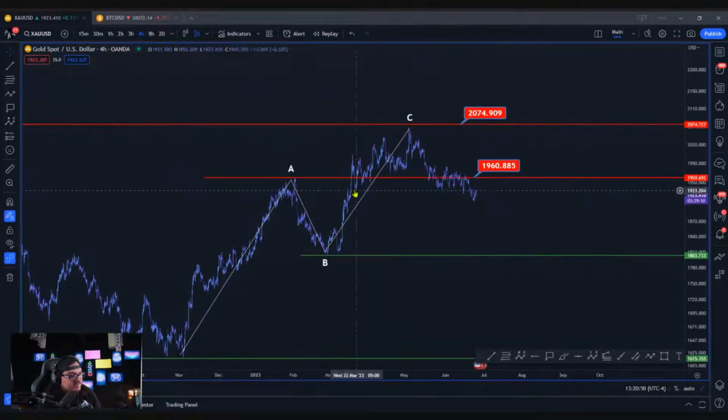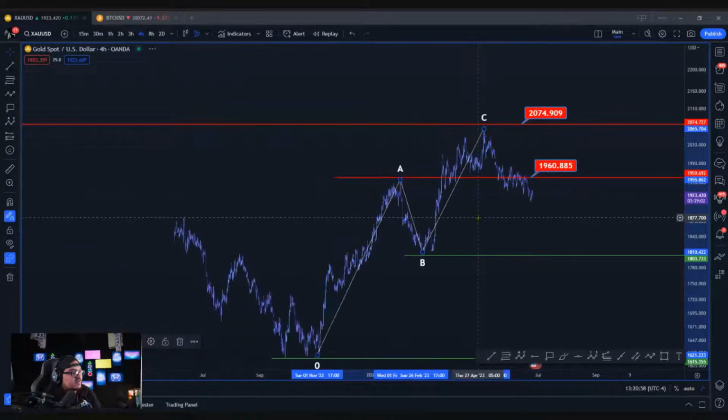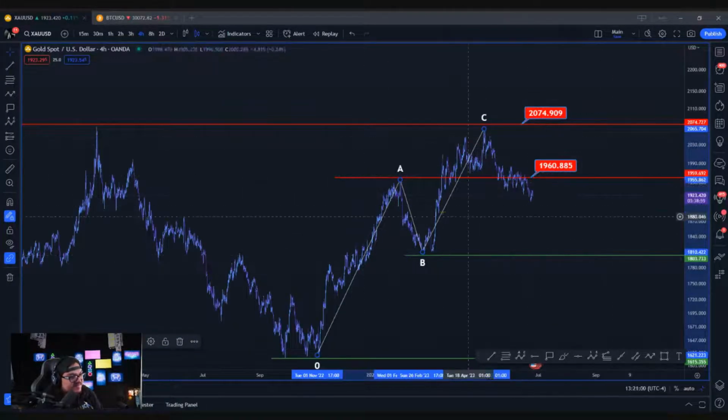So at the moment, there's really no other bullish option for gold besides going back up to retest. I don't see any executable trades that you can make on gold. But that is the primary setup I'm looking for.